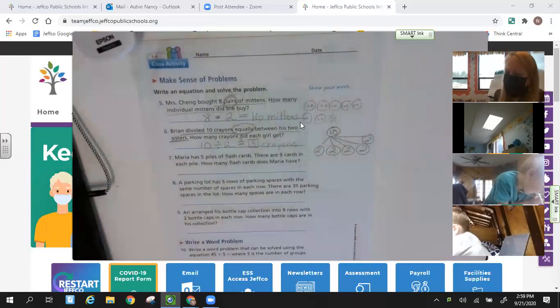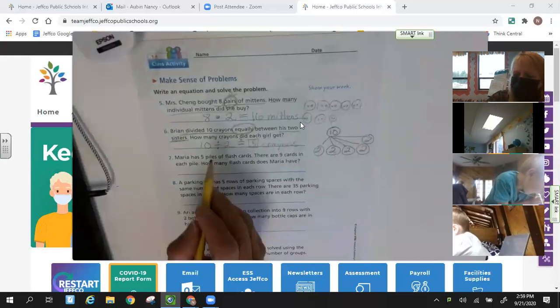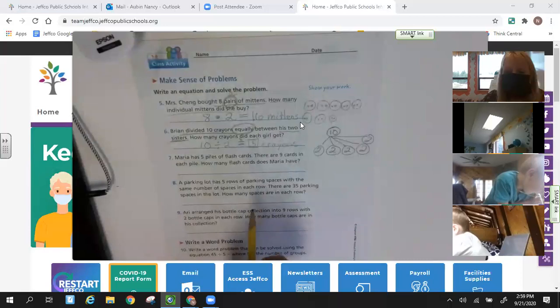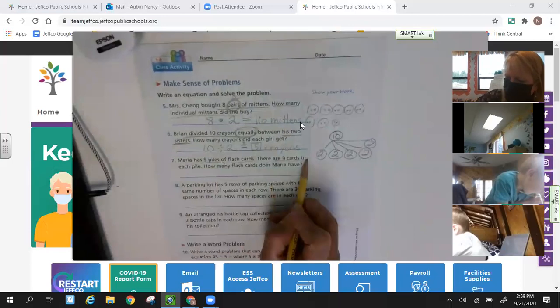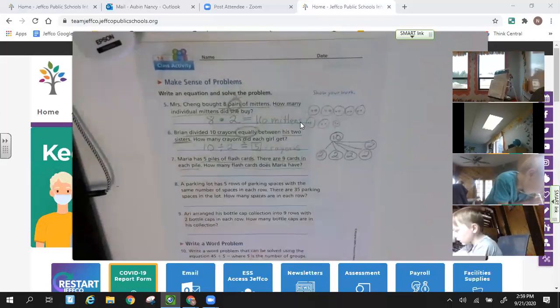Okay, I want you to try the next one on your own. You have to try it. It's multiplication. See if you can agree with each person. You can figure out the equation. The equation is going to be multiplication. Maria has 5 piles of flashcards. There are 9 cards in each pile. How many flashcards does Maria have? Go for it.